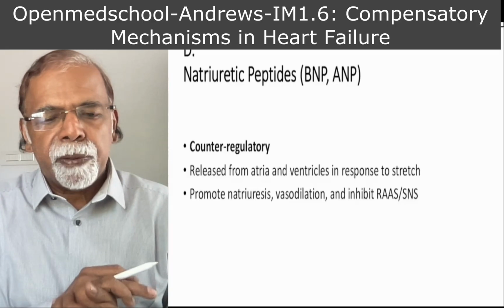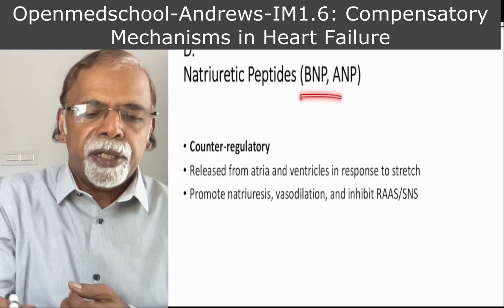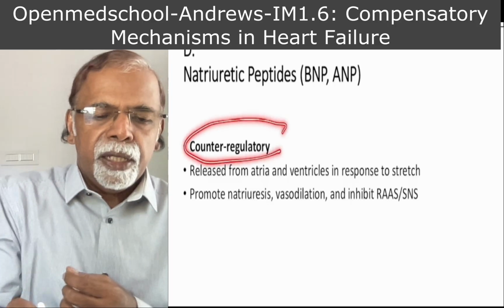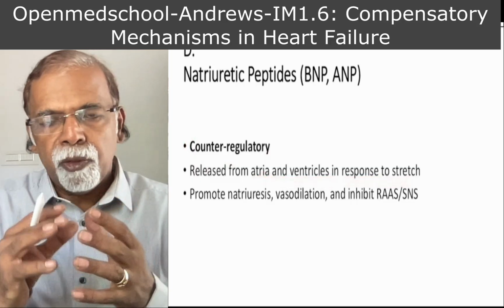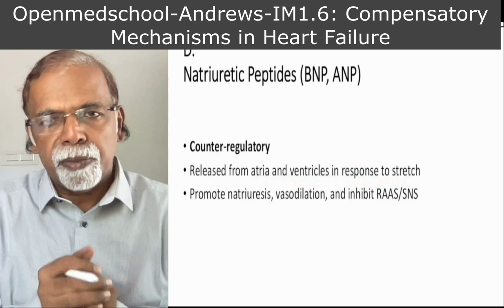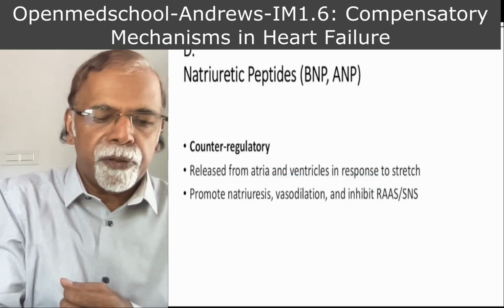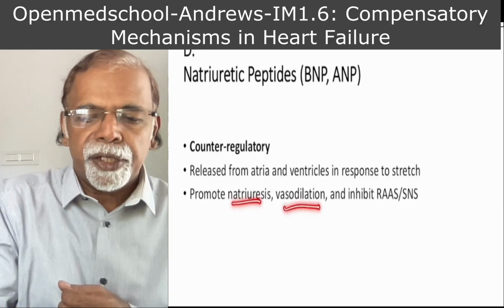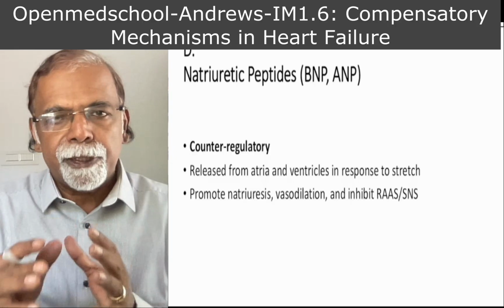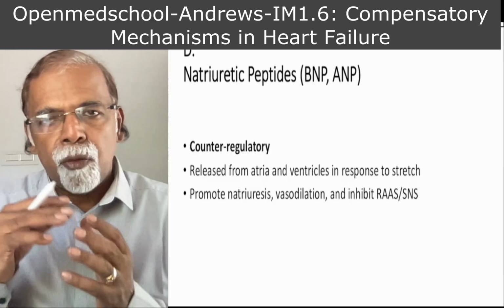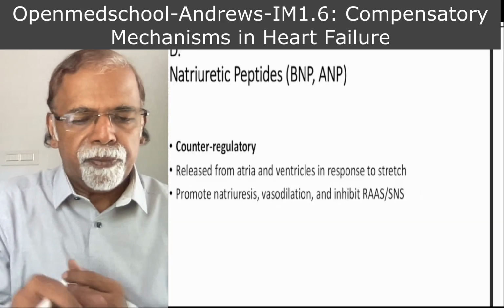Then finally come the natriuretic peptides, the atrial natriuretic peptide and brain natriuretic peptide. They are counter-regulatory. They are released from the atria and ventricles in response to stress. When there is volume overload, the atrial and ventricular muscles are stressed and this leads to release. It promotes natriuresis, vasodilation, and inhibits the RAS and sympathetic nervous system. So natriuretic peptides are beneficial, counteracting these compensatory mechanisms when they are overacting.